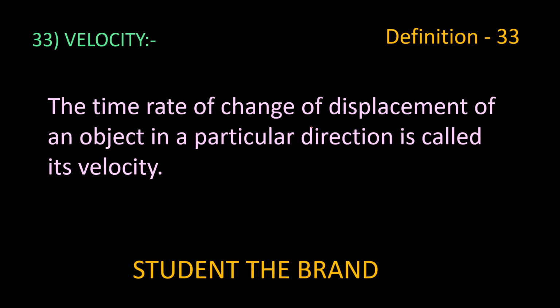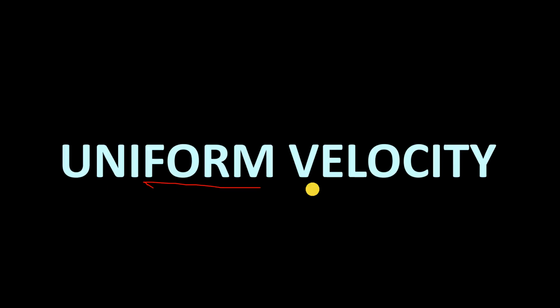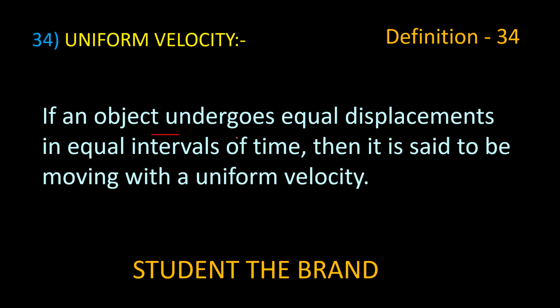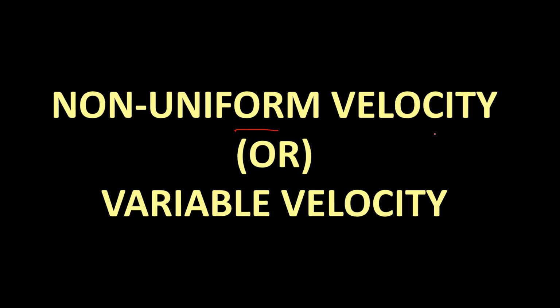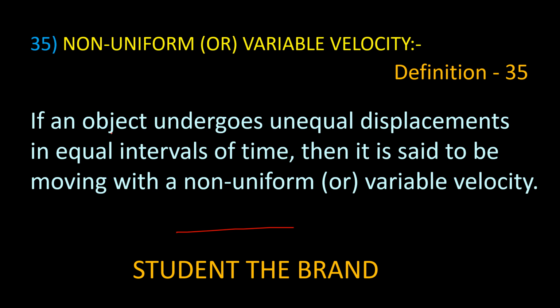Next one, velocity. The time rate of change of displacement of an object in a particular direction is called its velocity. Uniform velocity. If an object undergoes equal displacement in equal intervals of time, then it is said to be moving with uniform velocity. Non-uniform velocity. If an object undergoes unequal displacement in equal intervals of time, then it is said to be moving with a non-uniform or variable velocity.